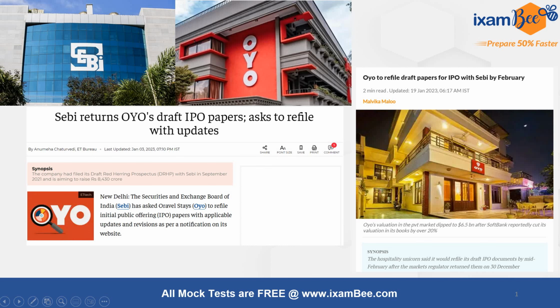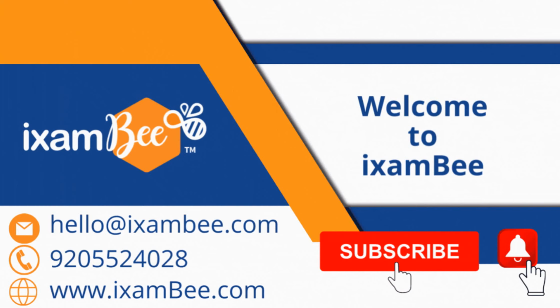OYO Rooms over the last few decades has changed the way the budget hotels and the budget hospitality industry in India has functioned. The company's dreams of coming out with an IPO and getting itself listed, however, have not been as successful. Earlier this year, in January, SEBI actually returned the IPO papers of OYO and asked it to refile. Very recently, OYO has shown its interest to refile the draft papers and is hopeful to be able to come out with an IPO in February of this year, 2023.